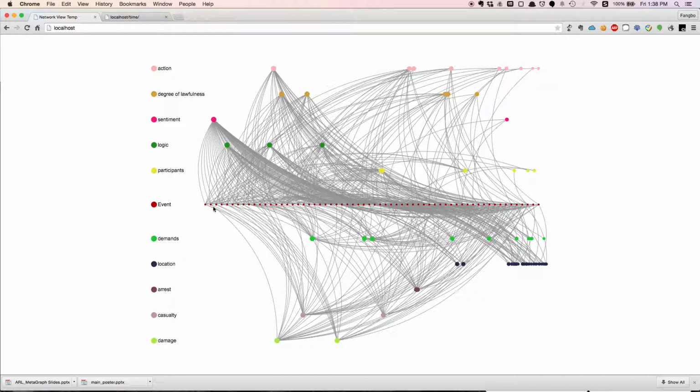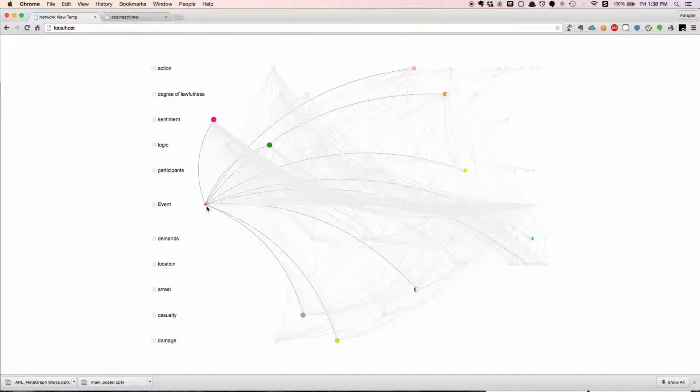When you click on a protest, you will see the related facet values highlighted, and we can focus on the current protest event. Here we see the action of this protest is picket, the degree of lawfulness is non-violent, illegal, and the logic is just the crowd numbers, with thousands of people participating in the protest.